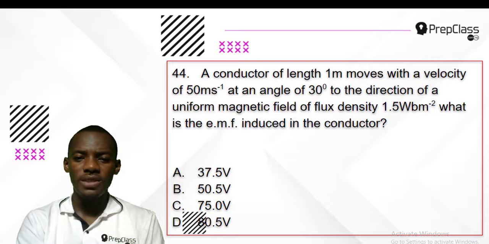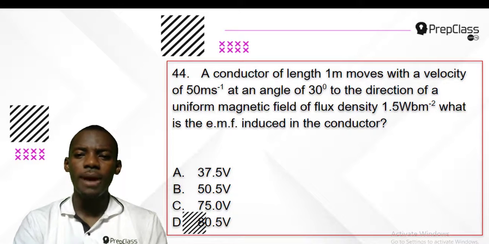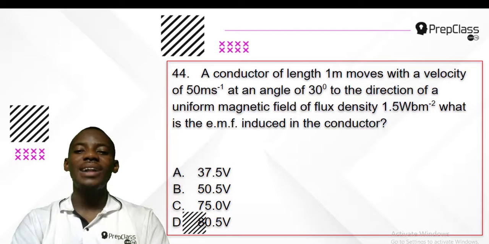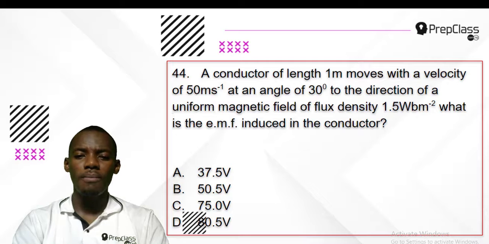Then number 44 says a conductor of length 1 meter moves with a velocity of 50 meters per second at an angle of 30 degrees to the direction of a uniform magnetic field of flux density 1.5 Wb per meter square. What is the EMF induced in the conductor?